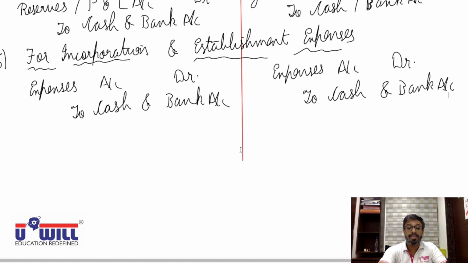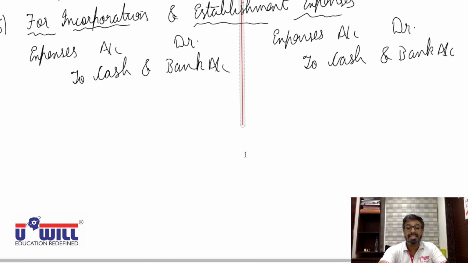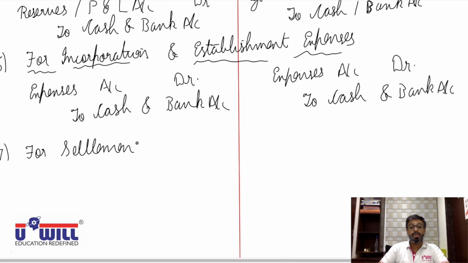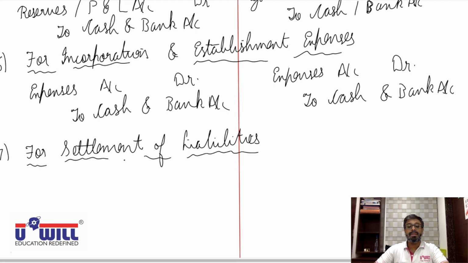And the last entry, I told you 7 entries are there. So the last entry, for settlement of liabilities. After taking over the liabilities, in some typical situations, you may have to settle the liabilities also. For example, in the old company there are 10% debentures. Now they create obstacles. They will not allow the companies to go into liquidation. You have to take the consent of shareholders also, and creditors and liabilities also.